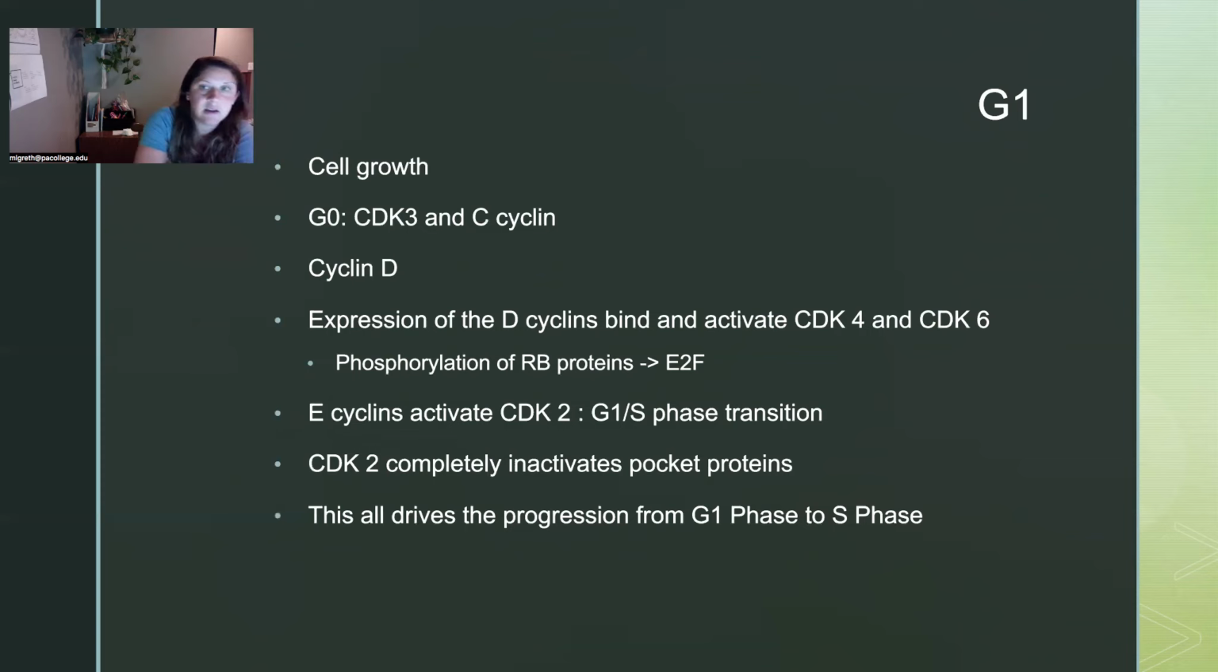Okay, so like I said, G1 phase is really cell growth. The cells are going to exit the cell cycle. This is what I talked about in the last slide as well, to have it all laid out. Cyclin D is what activates CDK4 and CDK6, phosphorylating the RB protein, which activates E2F, which completes the cascade down.